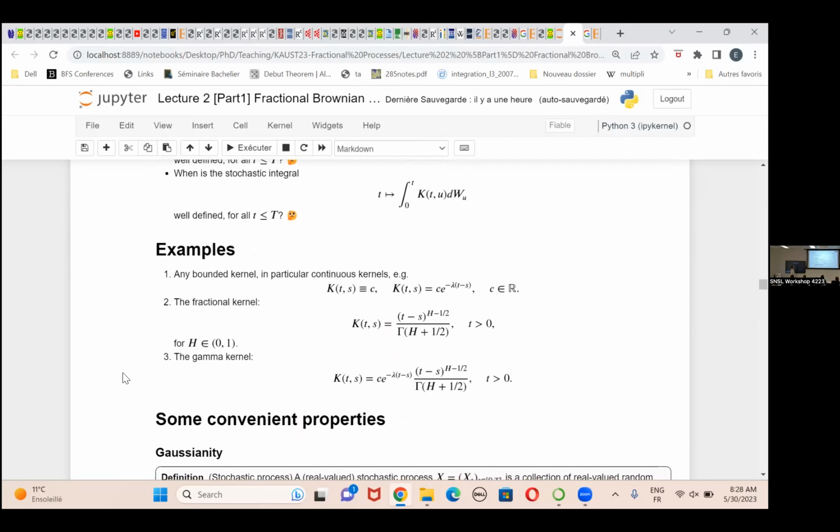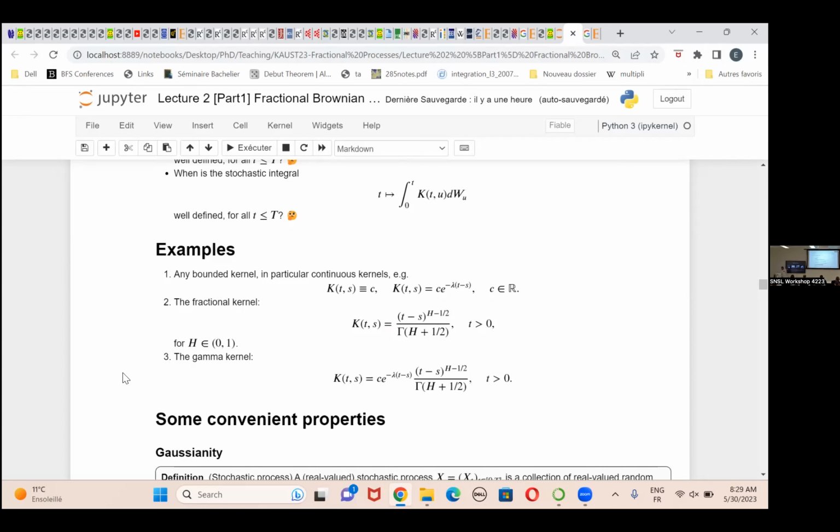So let's list some examples of square integrable or locally square integrable kernels. You have, of course, the constant kernel, so you recover standard Brownian motion. You have the exponential kernel, obviously. You have the fractional kernel for H between 0 and 1. And you have the gamma kernel, where you dampen the fractional kernel by the exponential. So essentially, the fractional Brownian motion, obviously the main object of interest here, falls into this framework when H is between 0 and 1.